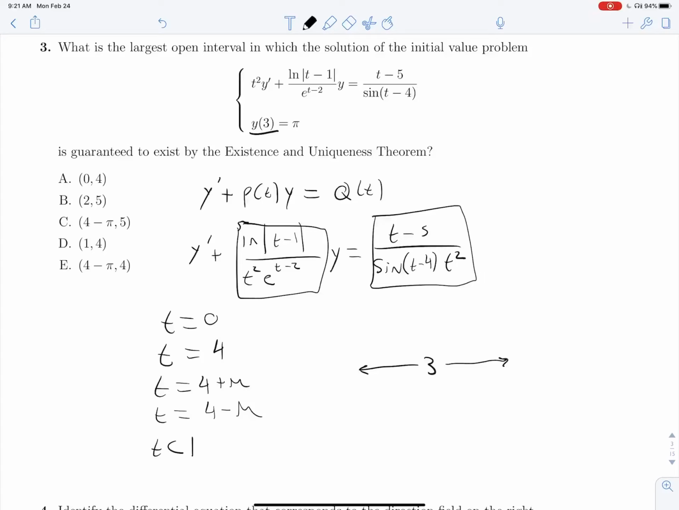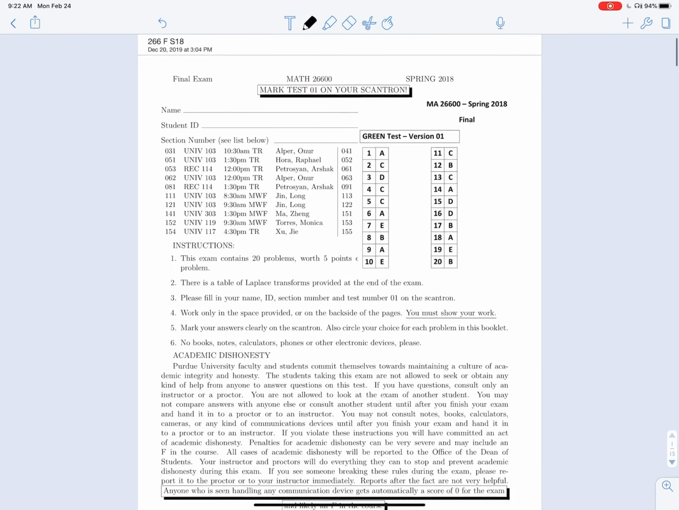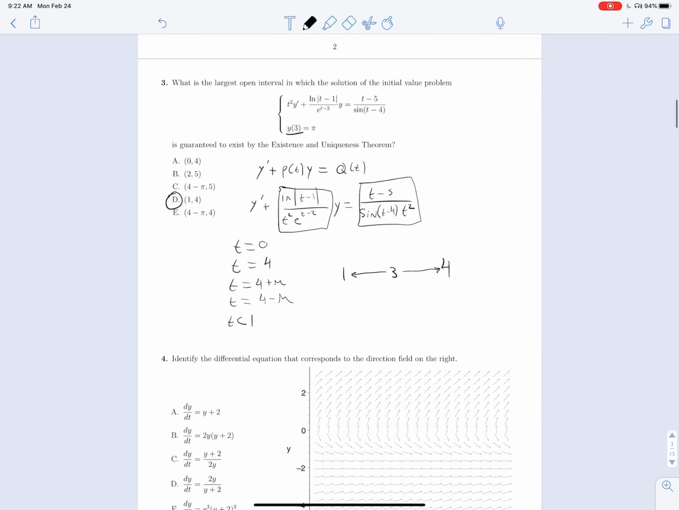So 4 minus pi is less than 1. So the first condition that we run into on the left-hand side is 1, and the first condition that we run into on the right-hand side is 4. And so given that our solution begins at 3, we can only guarantee that a solution exists between 1 and 4. So D is our correct answer for number 3.